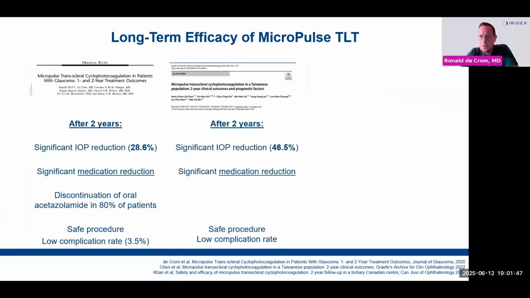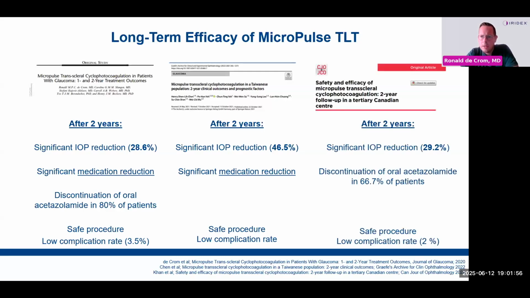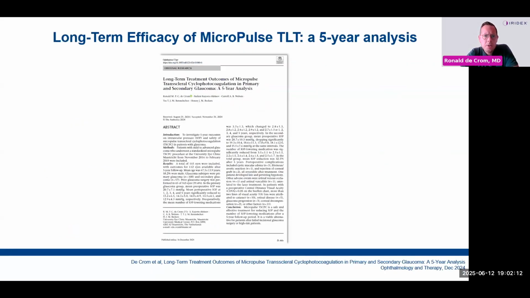Also, in the study of Chen et al., there was a good IOP reduction after 2 years and also a significant medication reduction. And if you look at the last study, there we can also find after 2 years a very good IOP reduction, a high number of patients who could stop the oral Diamox, and a very low complication rate. And last year we reported our outcomes in a 5-year analysis of micropulse transscleral laser therapy.